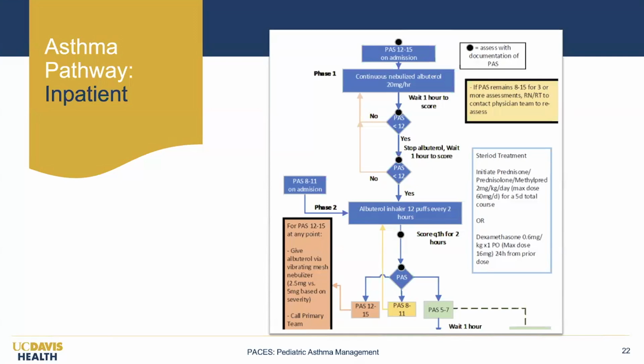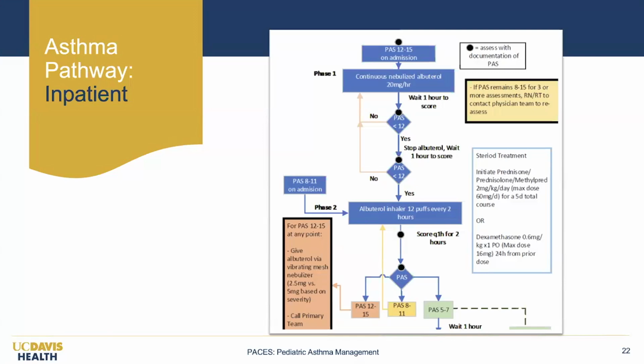treatment that they're requiring. You'll see on the left-hand side, there's that little box that says PAS of 8 to 11 on admission. And so many of our patients get admitted to the floor and do start initially on intermittent albuterol. And that's some patients who just got the 3 back-to-back nebs in the ER. It's also some patients who successfully transition from continuous albuterol to intermittent in the ER as well.